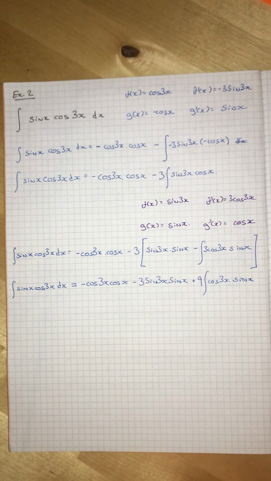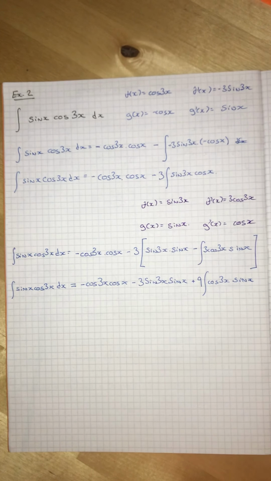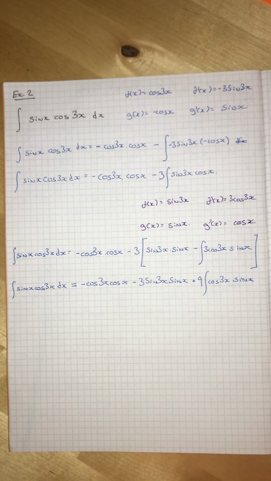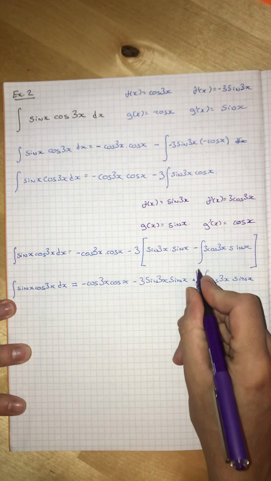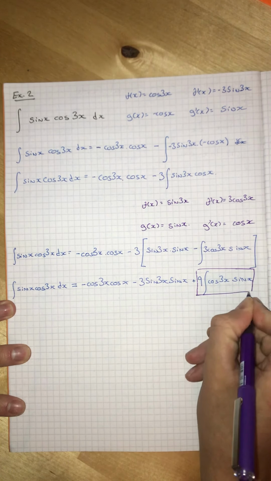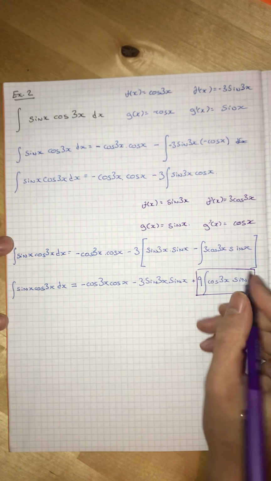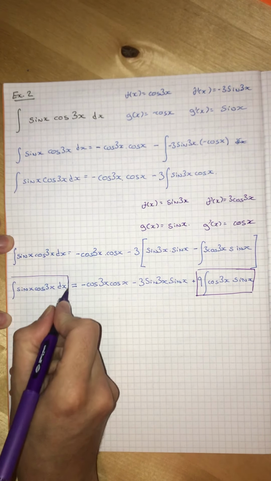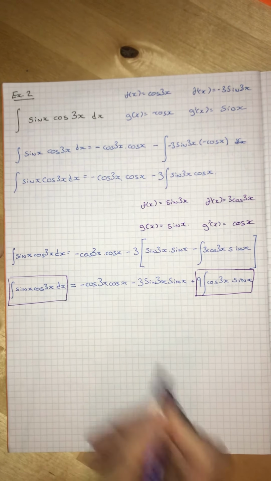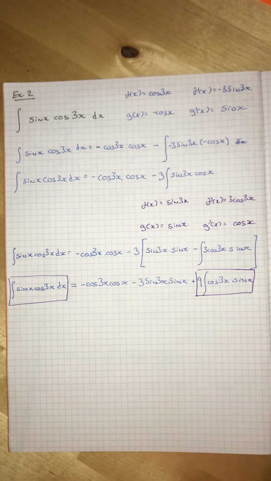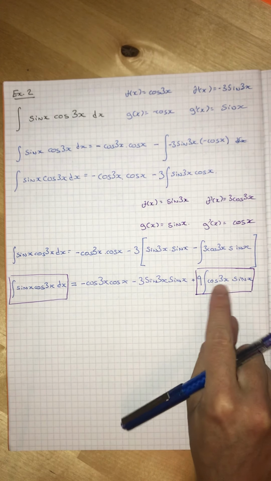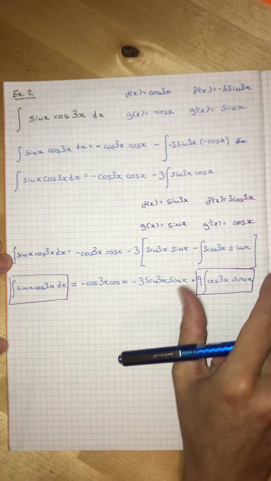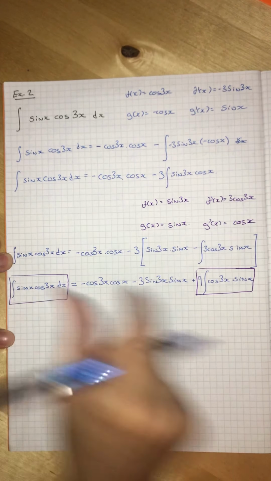Okay, so what are we going to do now? Because like I said, we're going to keep repeating and then we're never going to get a solution. Okay, what you should hopefully notice, we have 9 times the integral of cos 3x sine x, and we also on this side have the integral of sine x cos 3x. They're written the wrong way around from each other, but they are the same. Sine x times cos 3x is the same as cos 3x times sine x. So what I'm going to do is I'm going to take this over to the left hand side.